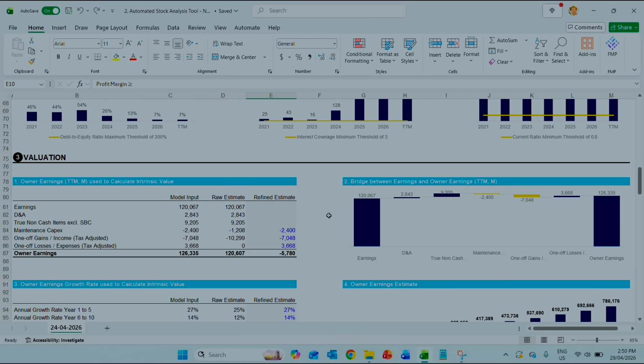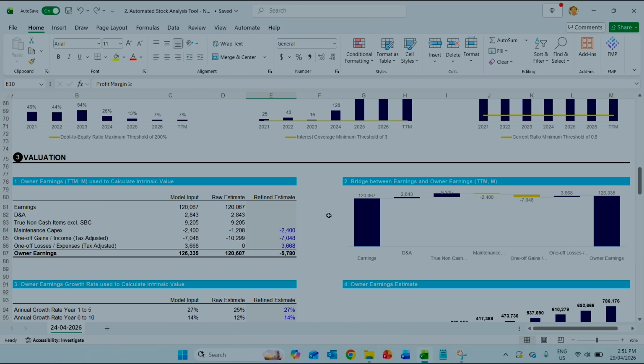Well, we mainly use 2 metrics. The first one is called owner's earnings. So what is owner's earnings? That's a concept that has been coined by Warren Buffett, and that I believe is the best metric to use when you want to assess the intrinsic value of a company.